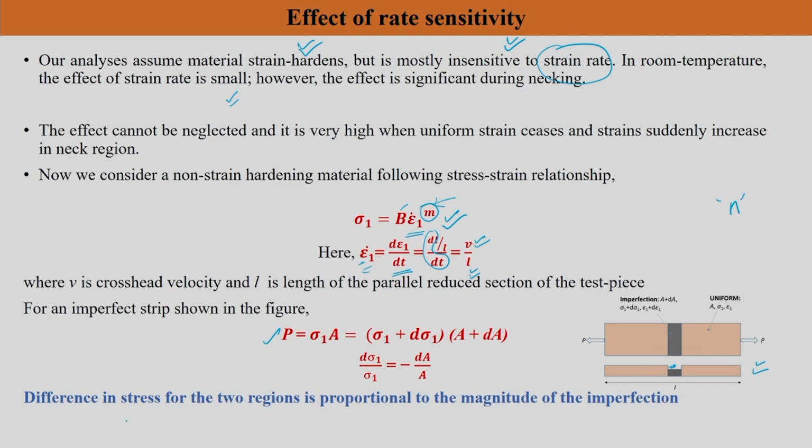When you have this equation, you will see that the difference in stress in these two regions, that is d sigma 1, is proportional to the magnitude of imperfection, defined by dA. So, the larger the severity of imperfection, the larger the difference in the sigma 1 values between the necked region, which is the imperfect region, and the neighboring region, which is the uniform region.